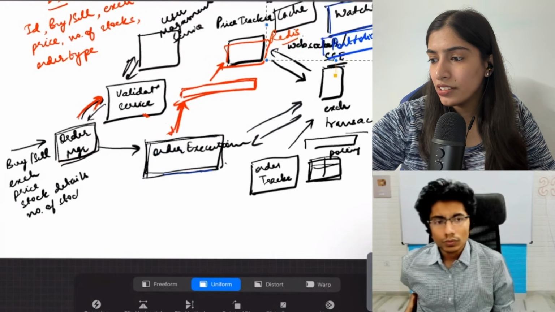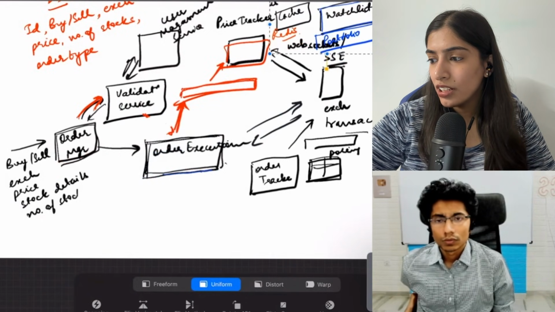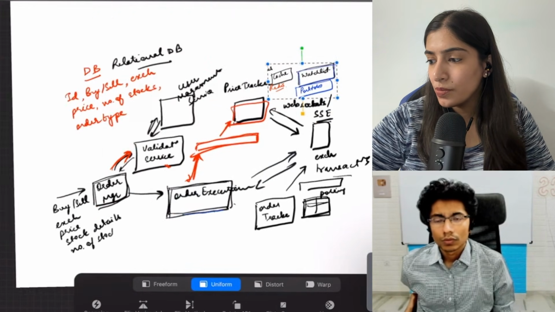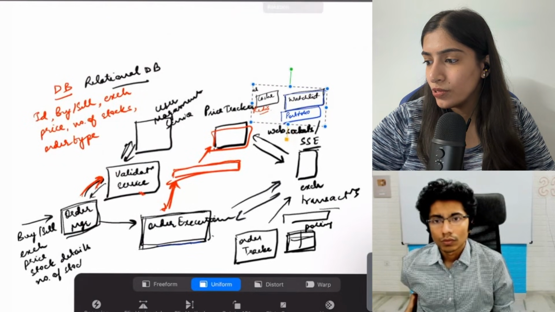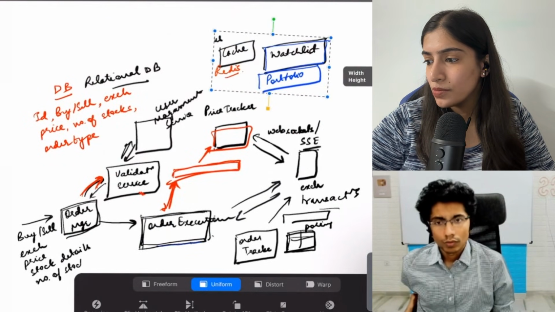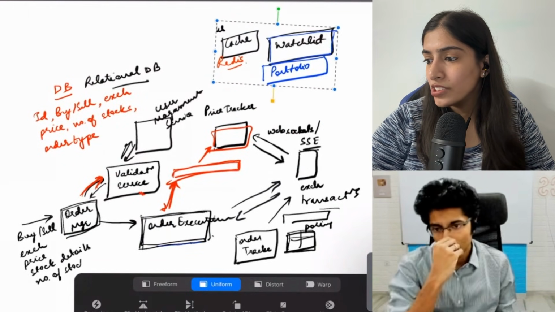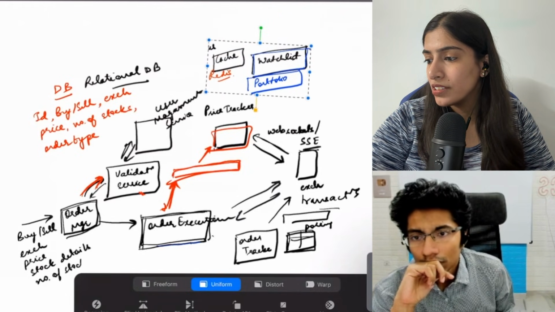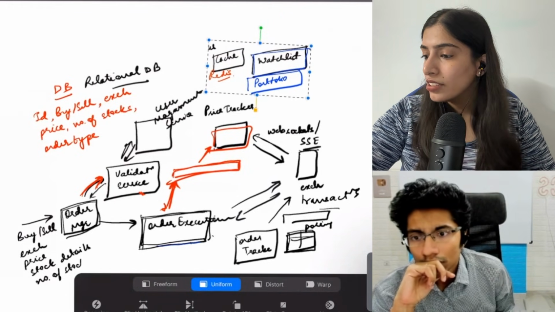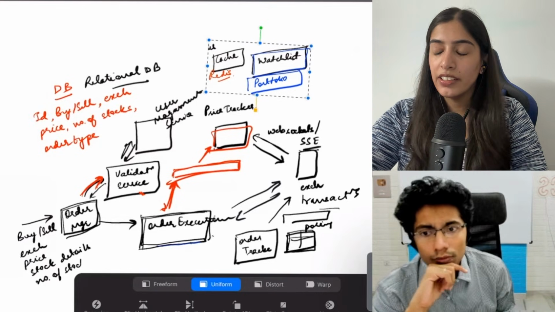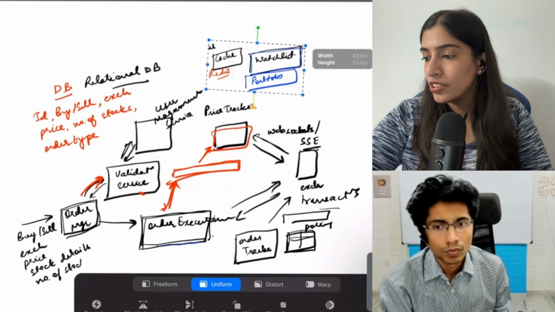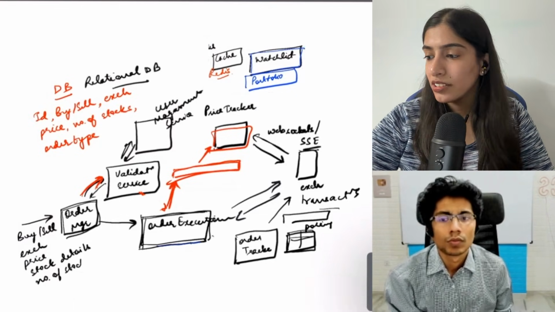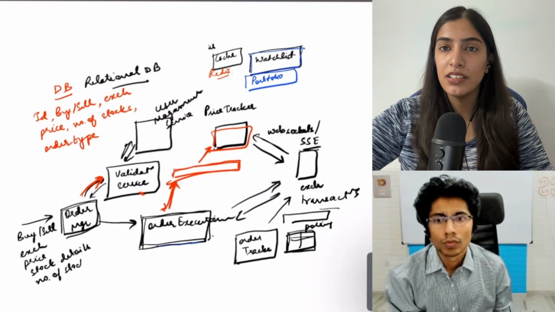Your point was correct that watch list is going to be very closely related to the price tracker. So I'm just moving it up over here. Sorry, I'm just thinking out loud: should it be different or the same as the price tracker? For now it is different, but yeah, it can be coupled together.